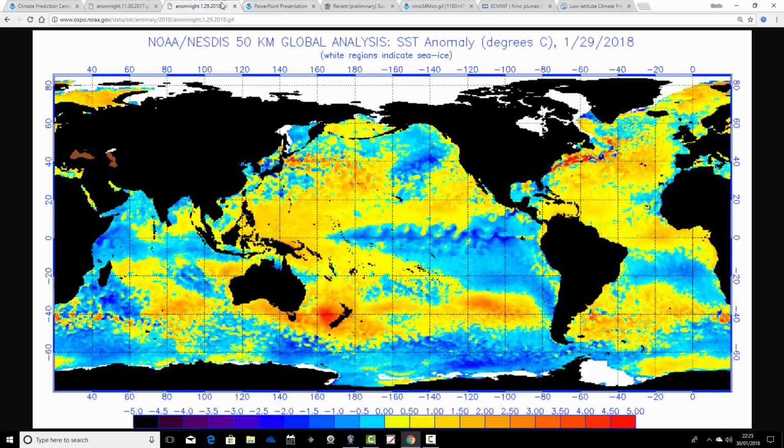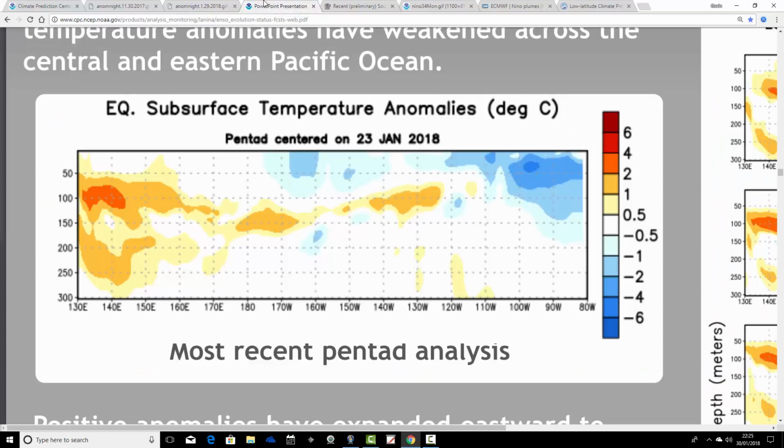So that's how things are currently looking across the equatorial Pacific in terms of the sea surface temperature anomalies. This is how things are looking in terms of the subsurface temperature anomalies. This is from the PDF that is produced on a weekly basis from CPC, NCEP, and NOAA. So what we're looking at here is the temperature anomaly at depth.